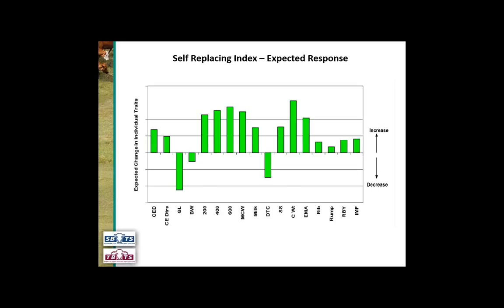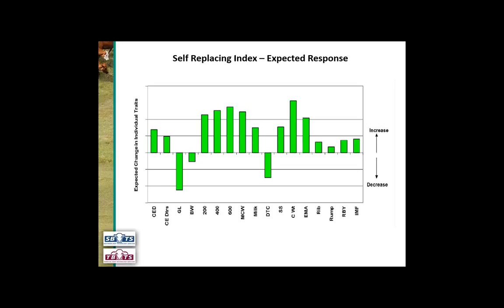You would see a significant increase in calving ease direct. You would see an increase in calving ease daughters. You would see a significant decrease in gestation length, which is favourable. We do like shorter gestation lengths. Some decrease in birth weight, and at the same time a good increase in 200, 400 and 600 day weights, with a significant increase in mature cow weight as well. Milk will go up, days to calving will go down, which is all positive.